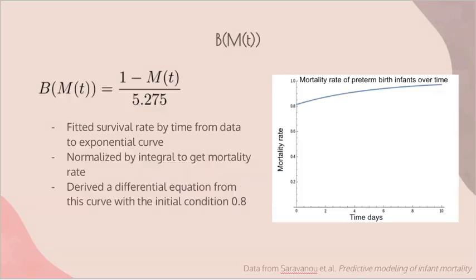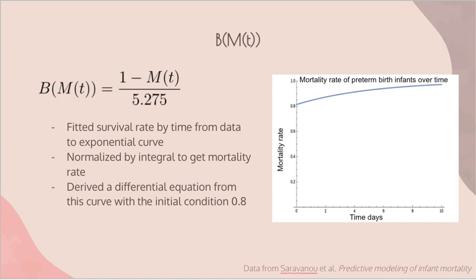To determine our functions, we used a variety of curve fitting techniques on existing data. In particular, for the B function, which is the base mortality rate of preterm infants, we used data from Serrano et al.'s predictive modeling on infant mortality and fitted an exponential curve to data representing the deaths of preterm infants by day, which looks about exponential. Then we normalized by the integral of the data to get a function of the mortality rate of preterm birth infants over time. We did this because we were unable to find the total number of infants whose data were collected in the sample. Finally, we derived the differential equation from this curve with the initial condition 0.8 to yield the function B.